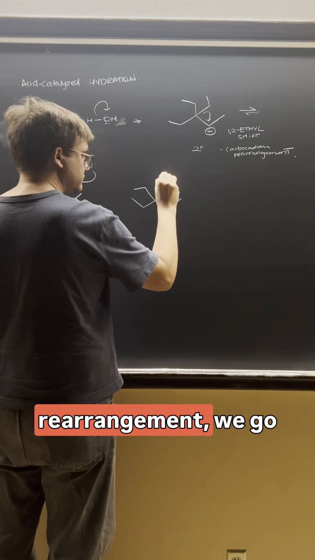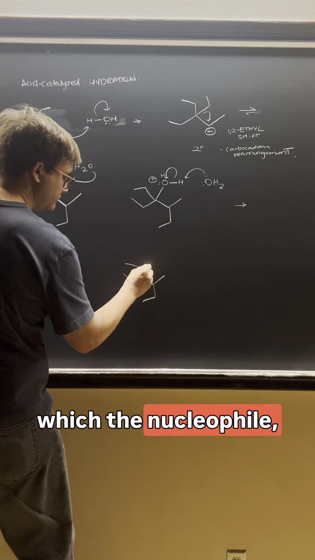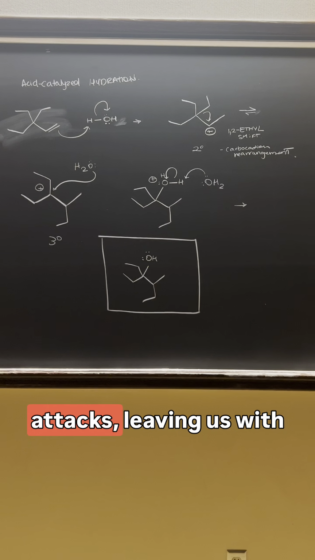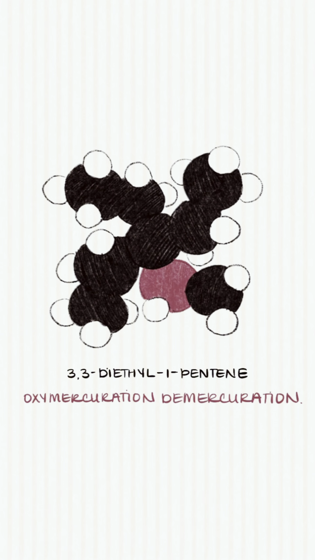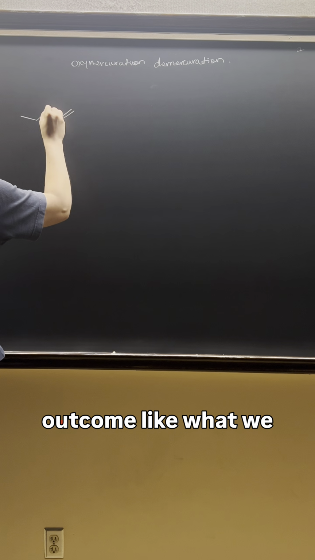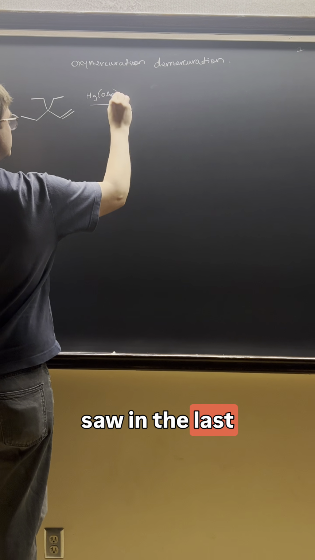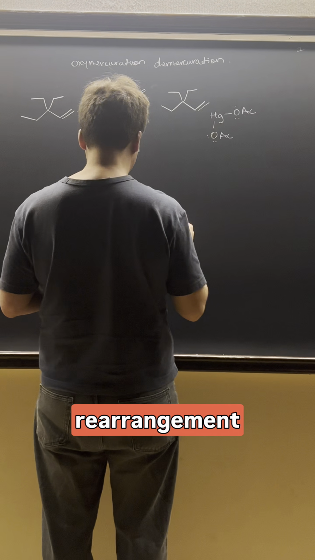With that rearrangement, we go from a secondary to a tertiary carbocation in which the nucleophile, water in this case, attacks, leaving us with the hydroxyl group on that green carbon. But what about the red one? In this case, we want to favor a Markovnikov outcome like what we saw in the last reaction. But in this case, we want to avoid rearrangement.